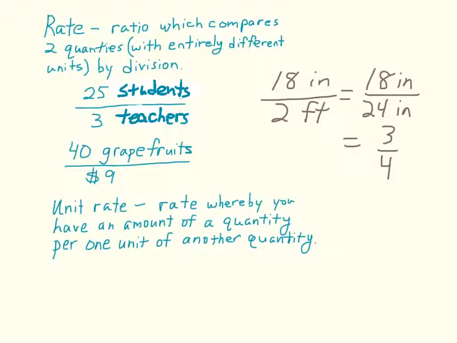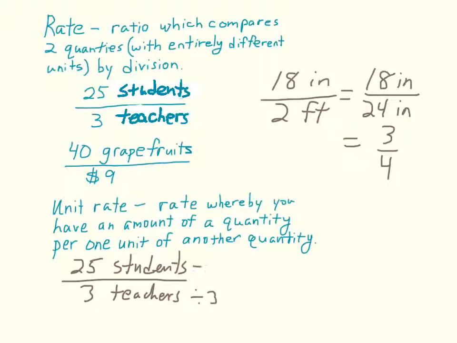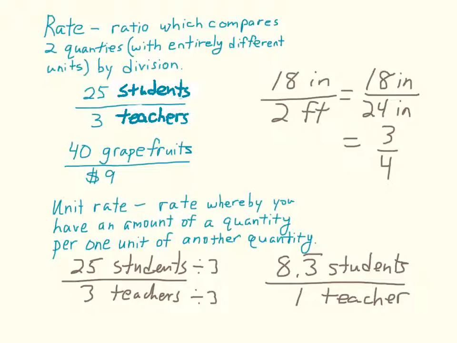Most commonly when we use rates, we use what are called unit rates, and that's a rate whereby you have an amount of a quantity per 1 unit of another, and that 1 unit will always be in the denominator. So if I look at that previous ratio of 25 students to 3 teachers, if I want to get 1 unit in the denominator, I've got to divide that by 3. I divide the numerator by the same amount, and I get 8.3 repeating students per 1 teacher, and that's an example of a unit rate.